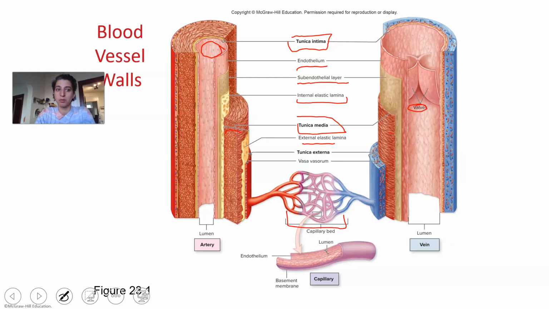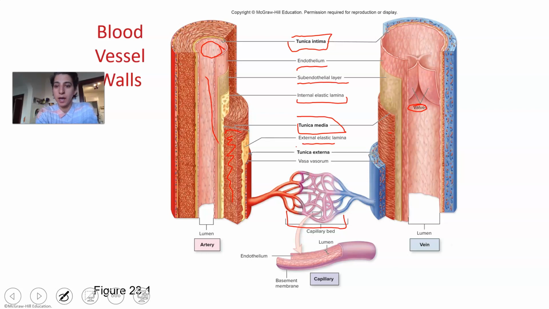That tunica media is also under the control of the sympathetic nervous system, right? So when we want to do our fight or flight response, when we talk about shunting blood from certain areas or changing blood flow to other areas, what we do is we constrict this smooth muscle right here. And if you were going to constrict that smooth muscle, what do you think would happen to the lumen of this blood vessel? It would constrict, right? That's called vasoconstriction. So you contract the muscle and you constrict the lumen, vasoconstriction. And when that muscle relaxes, you have vasodilation.